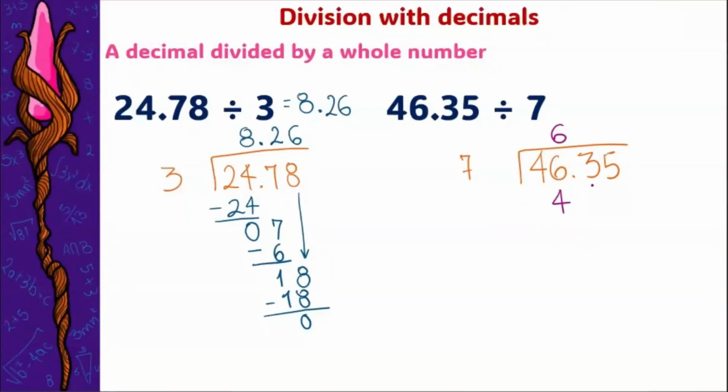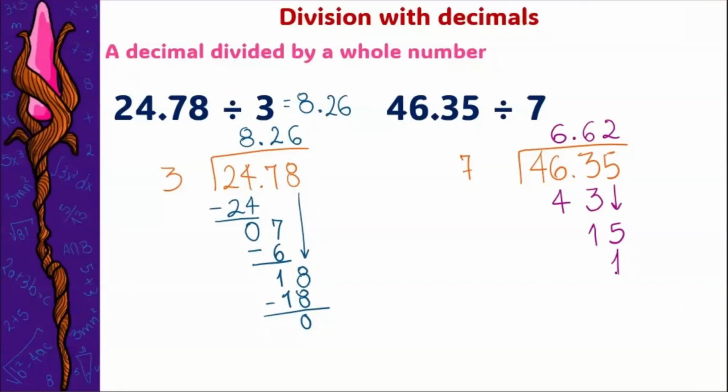Then we bring the 3 down. But notice the 3 is already in the position of the decimal, so we put the decimal point in the answer. 43 divided by 7 is again 6. 6 times 7 is 42. To 43 is 1. And finally, we bring the 5 down. 15 divided by 7 is 2. 2 times 7 is 14. To 15 is just 1.